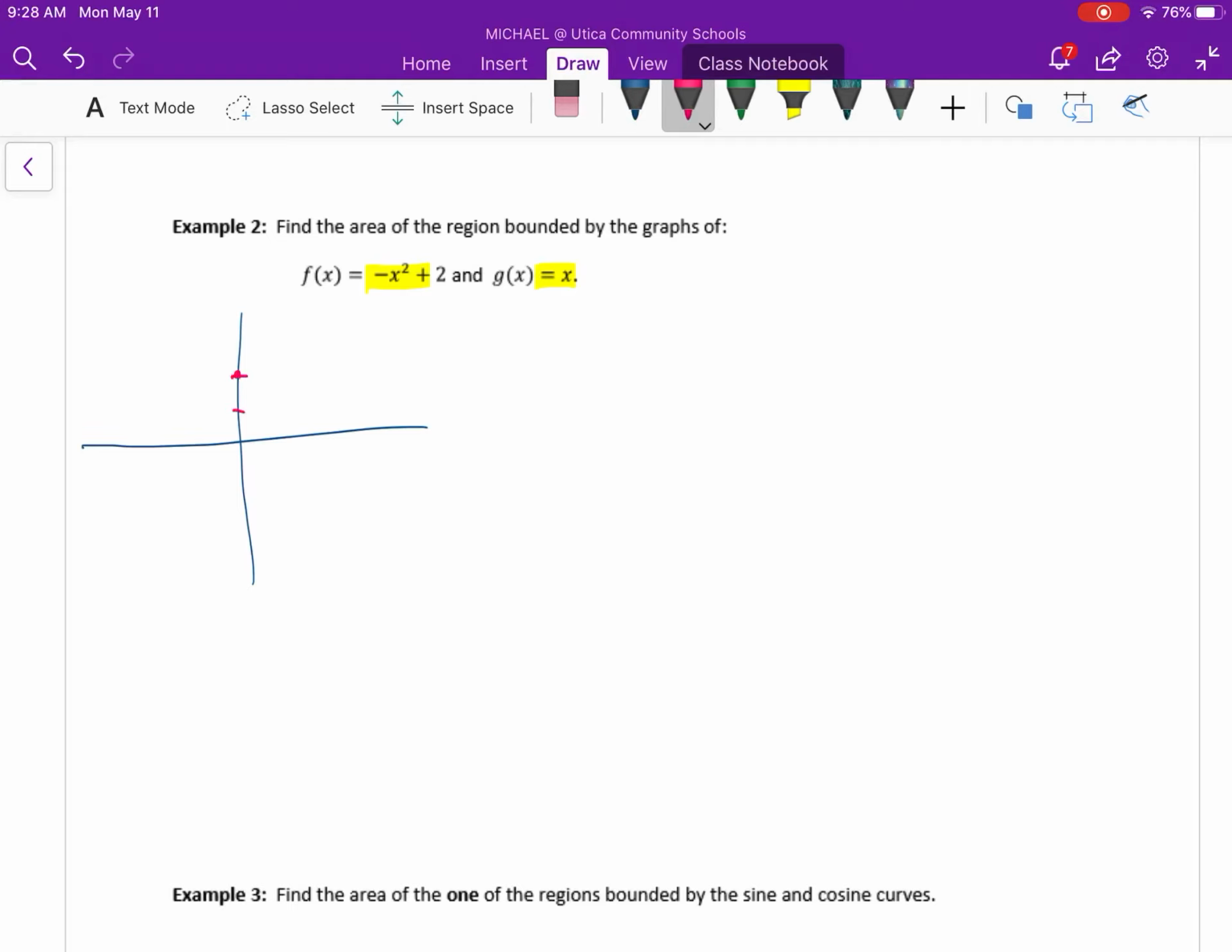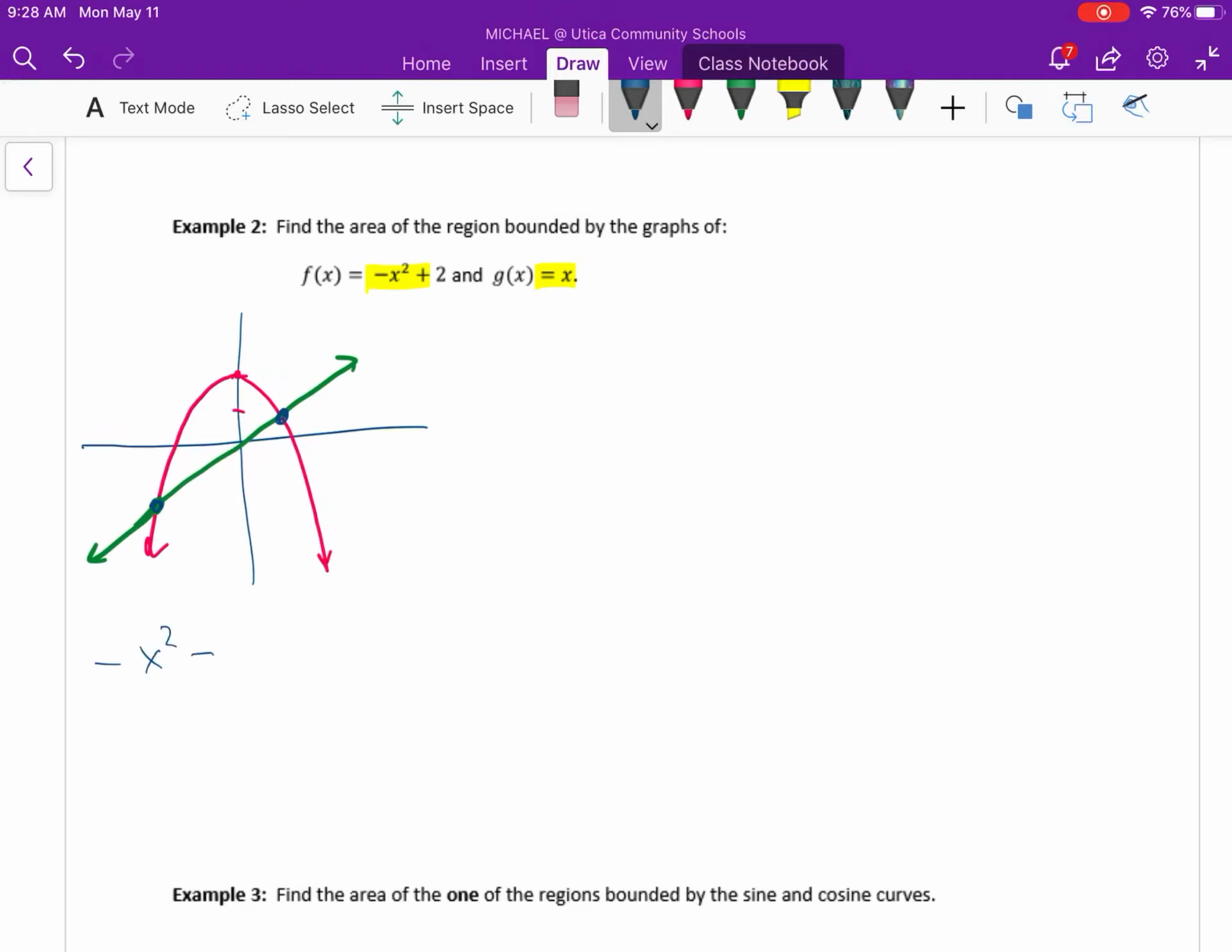Let's see, negative x squared plus 2. So up 2, and then it's a negative x squared. And then my second graph is just y equals x. So I can see on my graph where they cross. I don't know exactly where those are, so I'm going to need to do a little bit of algebra before I can solve my integral.